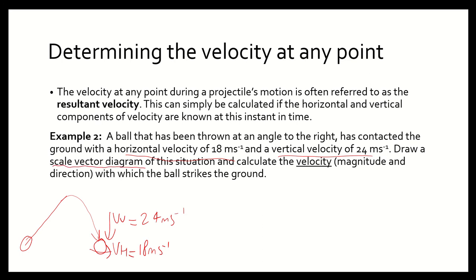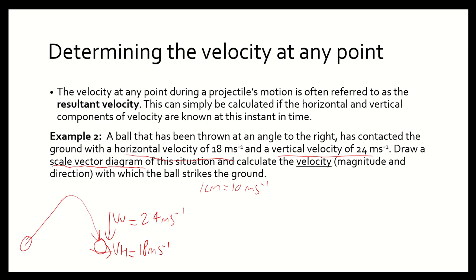For scale vector diagrams, you need a scale. For argument's sake, you could use your ruler and have 1 centimeter equals 10 meters per second. So you could draw a scale diagram. The vertical component of velocity would be 2.4 centimeters if you use this scale. So you could use your ruler and draw a line.